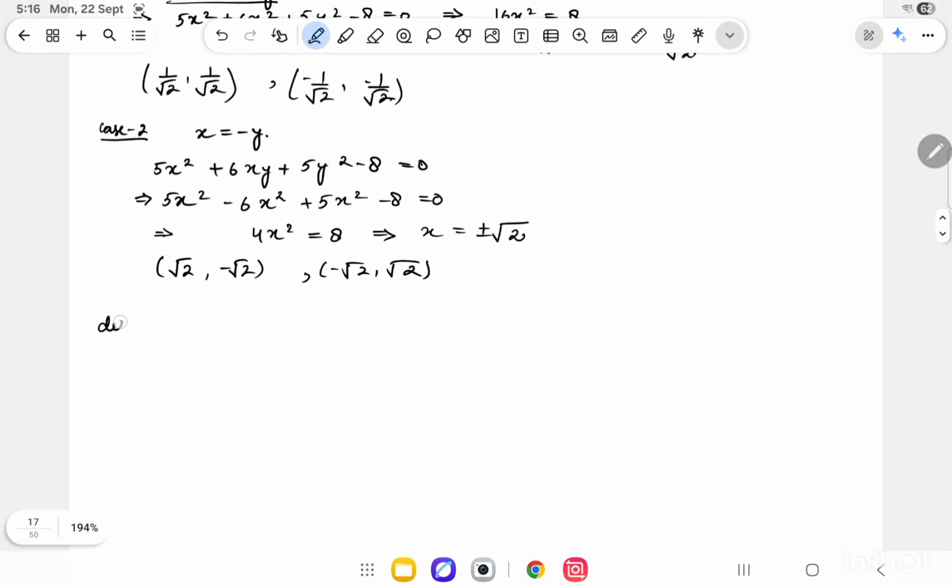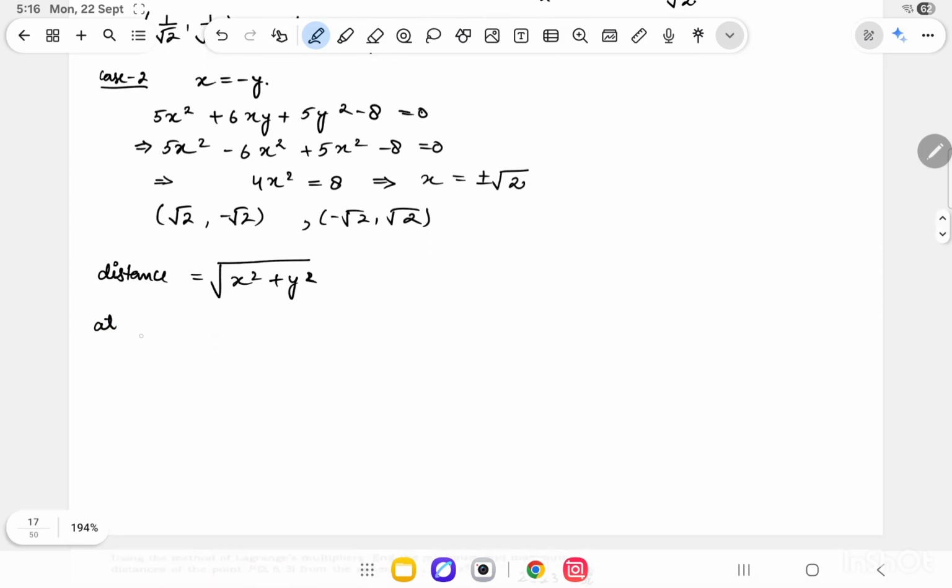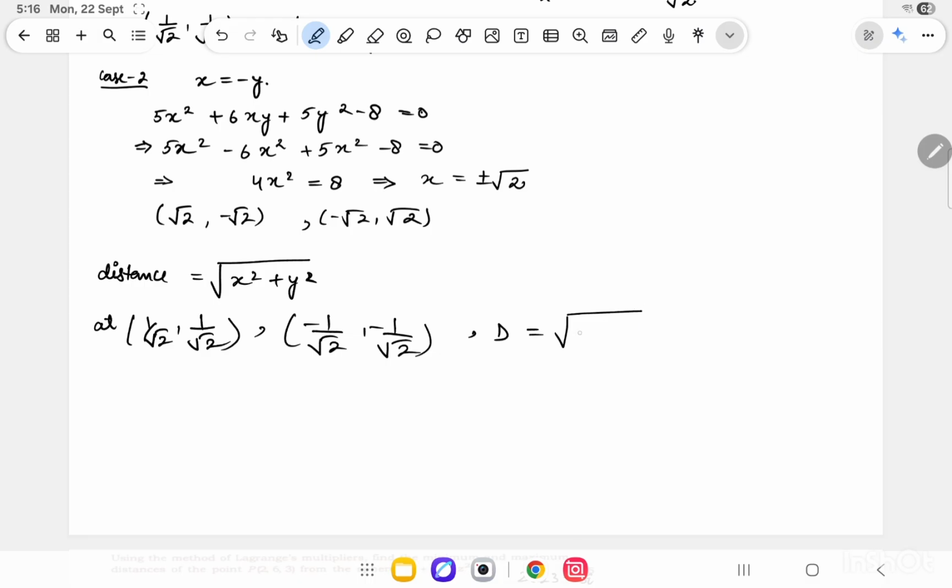distance. So my distance is basically under root x square plus y square. So at points 1 by root 2 comma 1 by root 2 and minus 1 by root 2 comma minus 1 by root 2, my distance d is equal to under root 1 by 2 plus 1 by 2, that is 1.